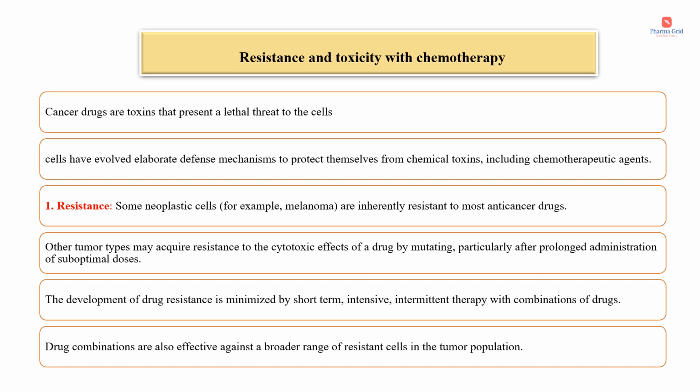So the first such mechanism is resistance. Some neoplastic cells, for example melanoma, are inherently resistant to most anti-cancer drugs. Other tumor types may acquire resistance to the cytotoxic effects of a drug by mutating, particularly after prolonged administration of suboptimal doses. The development of drug resistance is minimized by short-term, intensive, intermittent therapy with a combination of drugs. Drug combinations are also effective against a broader range of resistant cells in the tumor population.